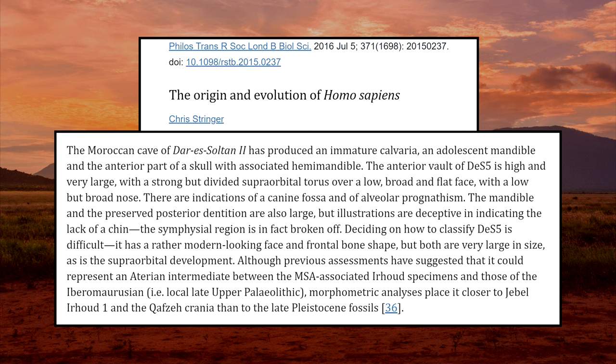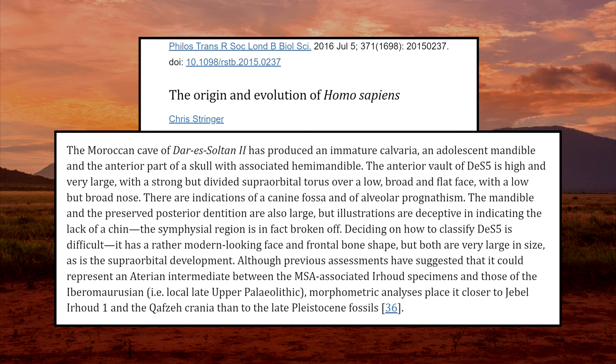The Moroccan cave of Dar es Sultan II has produced admixture calvaria, an adolescent mandible and the anterior part of a skull with associated hemimandible. The anterior vault of Dar es Sultan 2H5 is high and very large, with a strong but divided supraorbital torus over a low, broad and flat face, with a low but broad nose. There are indications of a canine fossa and of alveolar prognathism. The mandible and the preserved posterior dentition are also large, but illustrations are deceptive in indicating the lack of a chin. The symphysial region is in fact broken off.